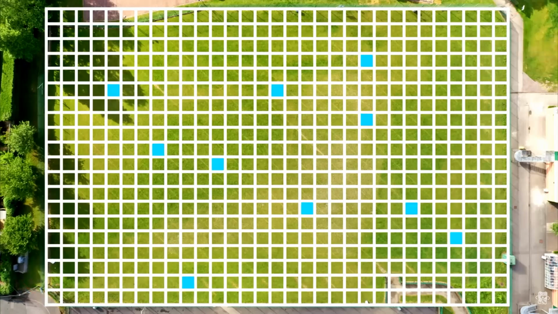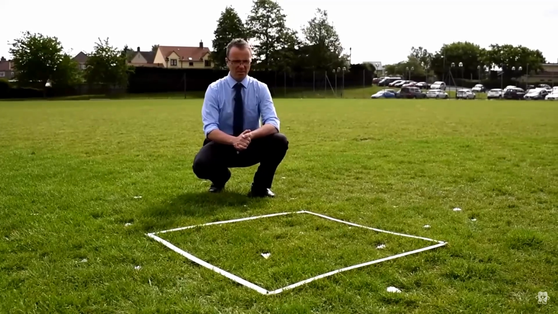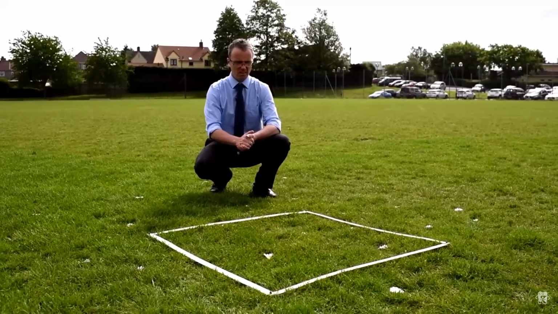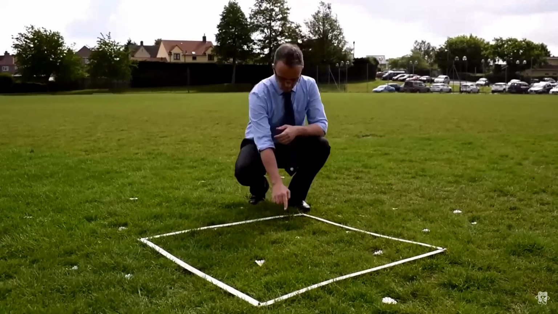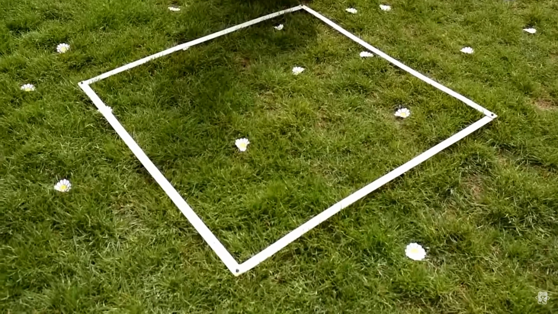You then place your quadrat at those positions and count the number of chosen organisms, which in our case is our unique species of flower, Dasius papiralis. So once your quadrat is positioned, you need to count the organisms, in this case daisies, in the 1 metre square. 1, 2, 3, 4, 5.